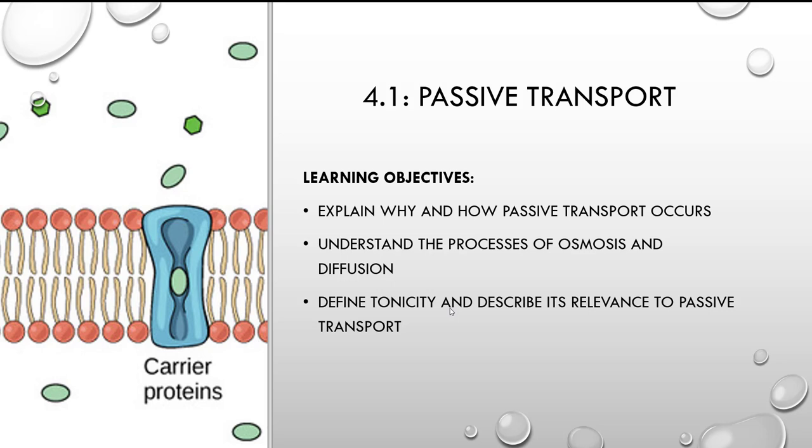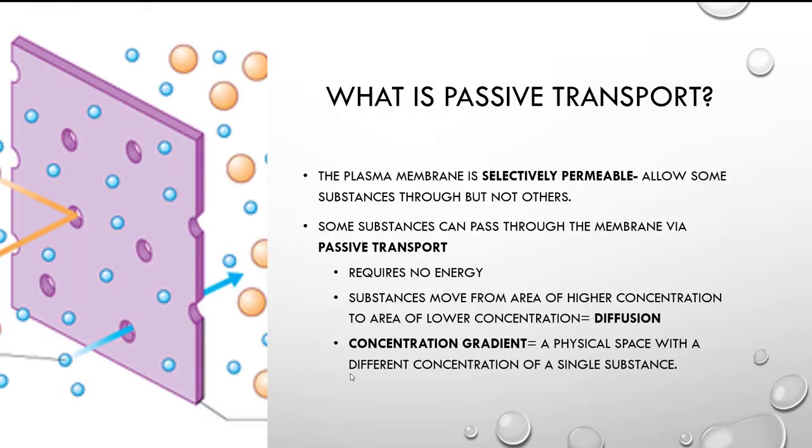So by the end of this video, you will be able to explain why and how passive transport occurs. You should also be able to understand the processes of osmosis and diffusion, as well as define tonicity and describe its relevance to passive transport. Okay, so we'll get into understanding concentration gradients and what that has to do with tonicity. Okay.